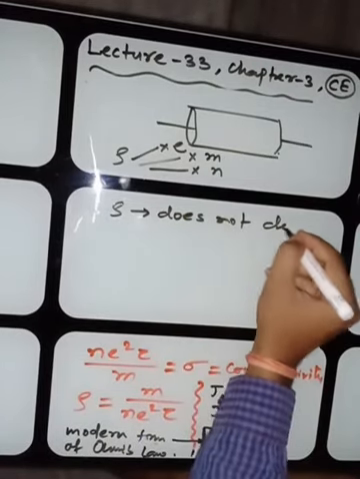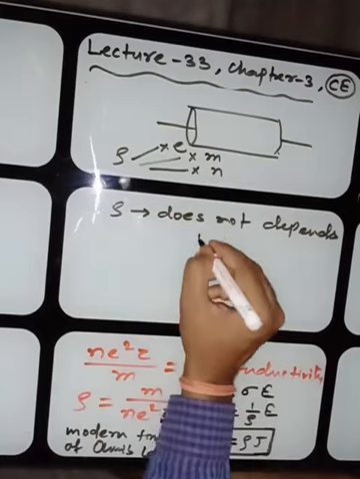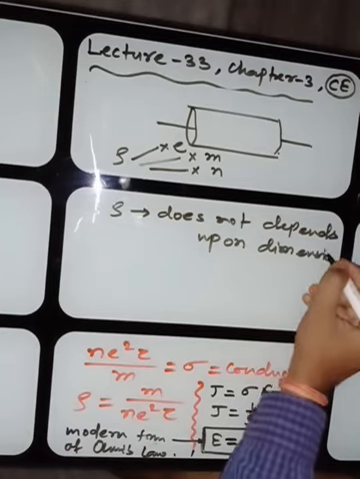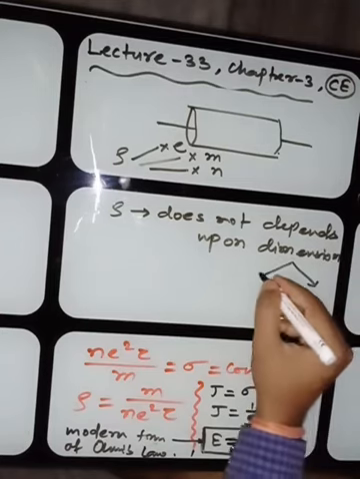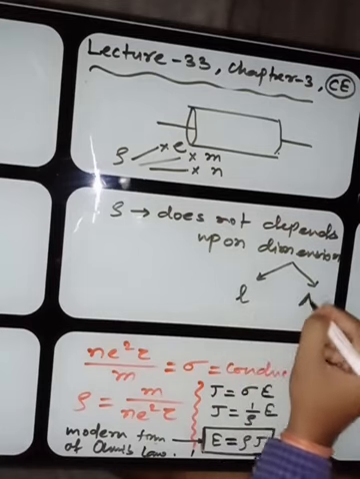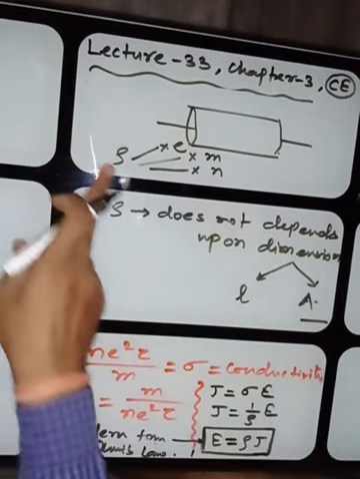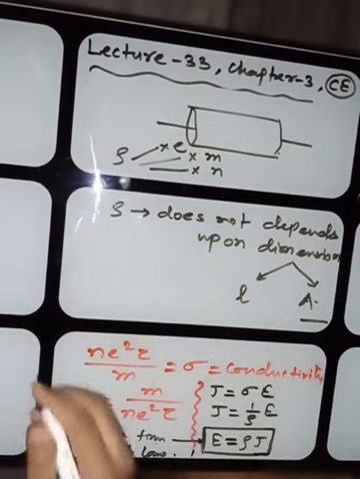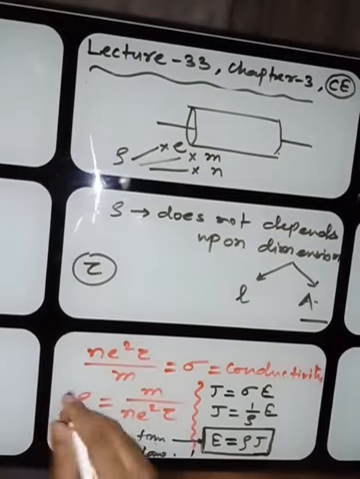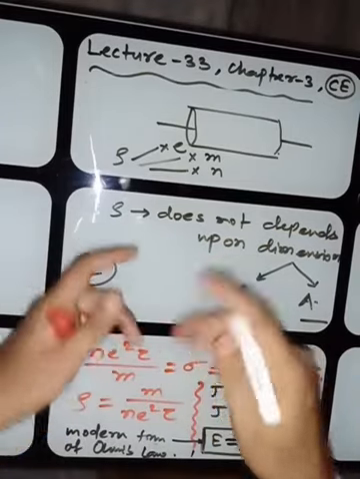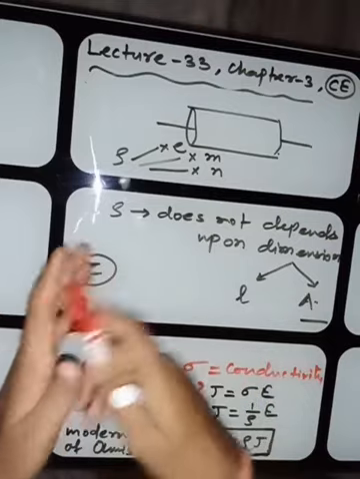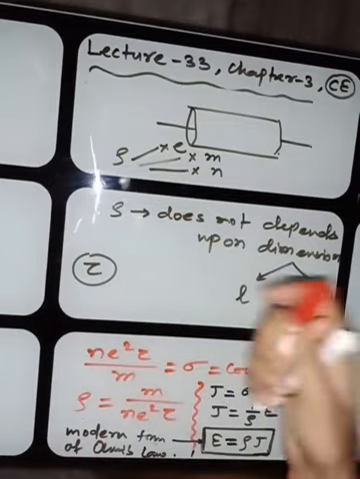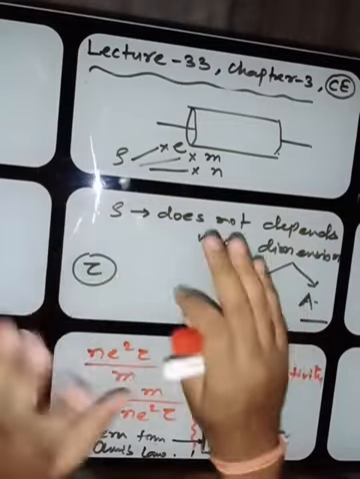Rho does not depend upon dimension, which is very important. The two physical quantities we study in dimension are length and cross-sectional area. So the resistivity is not going to be changed by changing the length or cross-sectional area. Now the last thing was tau, the relaxation time. Does it depend on the relaxation time? The answer is yes. But how will this relaxation time change? By changing the length or cross-sectional area, you cannot change the relaxation time. Relaxation time will change by changing the temperature.